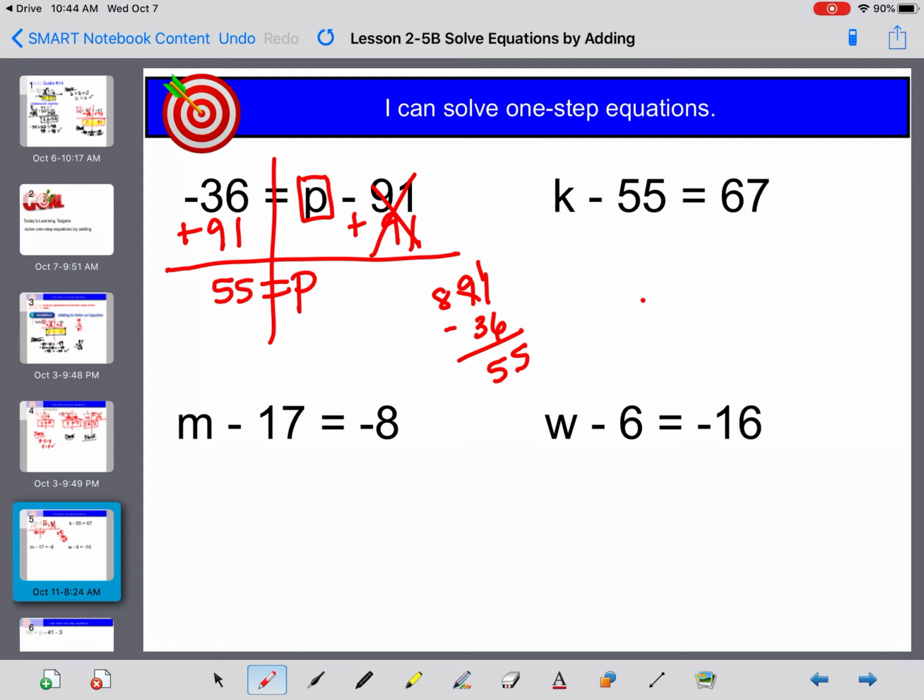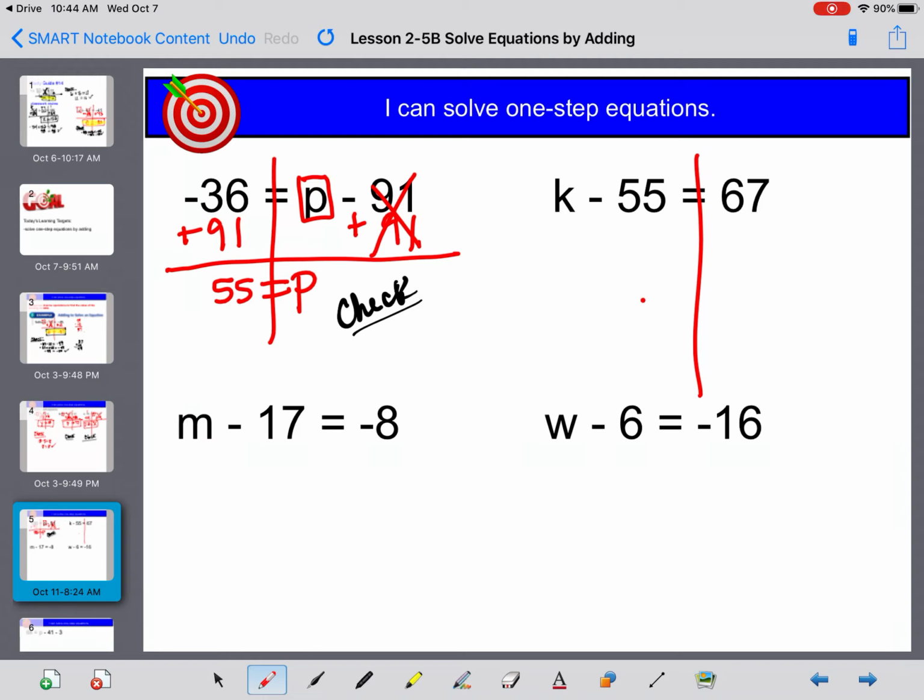Now I have to think, should my answer be a positive 55 or a negative? Well, I see that 36 is negative, 91 is positive. I have more positives than I do negatives. So my answer should be positive. That is the greater absolute value. And then check your work by substituting it back.